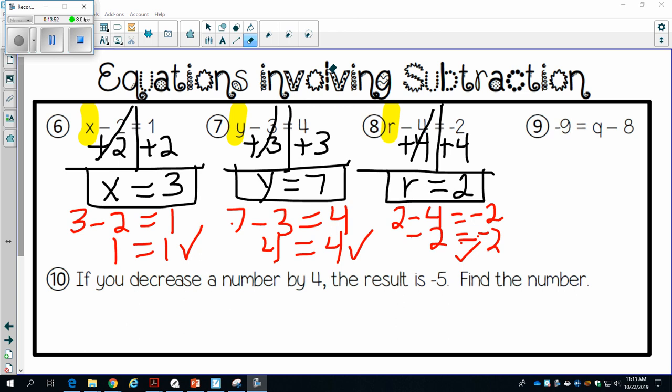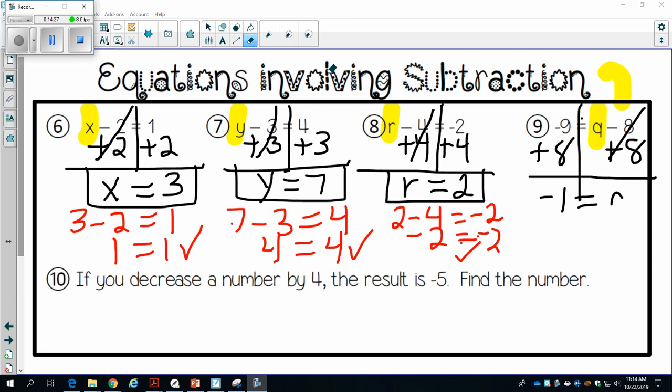So we have negative 9 is equal to q minus 8. So again, this time we have the variable on the right, but that's okay. So now we're going to focus our attention on the right side of the equation. So we're going to undo subtracting 8. What we're going to do is add 8 to this side, and we're also going to add 8 to this side. This cancels out. And then negative 9 plus 8 is negative 1. Negative 1 is equal to q.